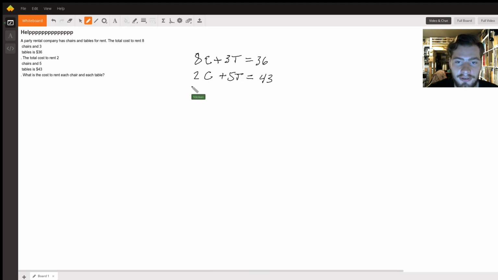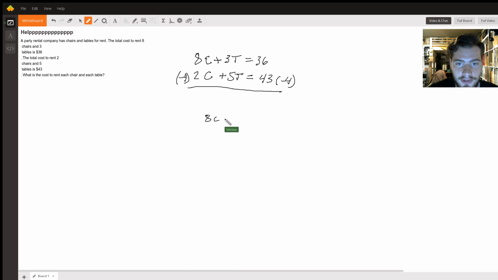You could use the substitution method to solve for c and then plug it back in for t. Or I think the easier route is to use the elimination method. I'm going to eliminate my c variable, so I'm going to multiply the bottom equation by -4, both sides, of course, so that I keep equality.